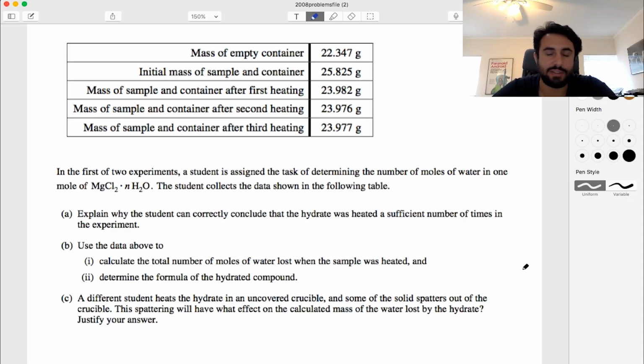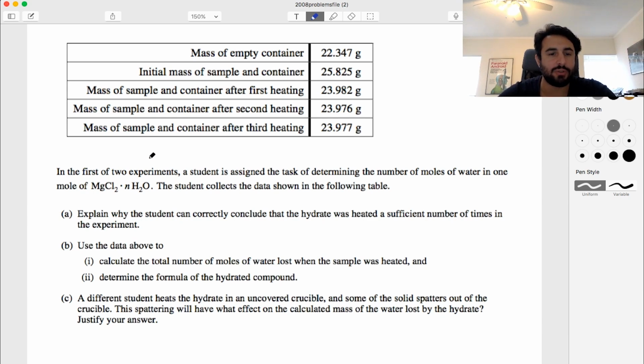Okay, we've got a nice long answer problem here. We're regarding hydrates, measuring the masses of hydrates. So let's take a look at this. We've got A, B, C right here, and then we'll have D and E right after that. So we've got a data set here. We've got some data regarding a hydrate.